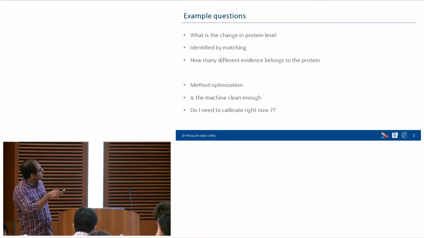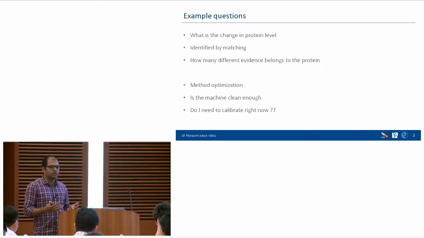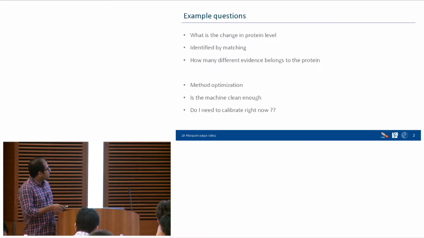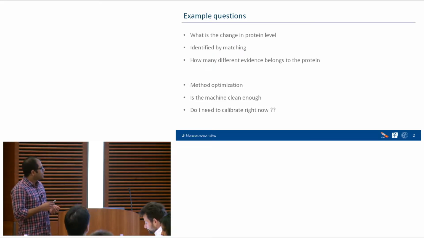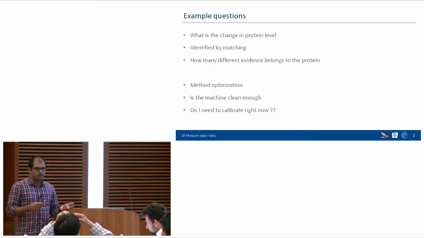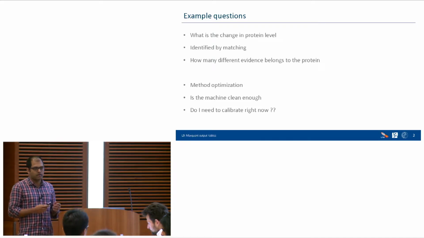And also, if you are really looking into the quality of the runs, is the machine working fine? Am I getting the best data out of the machine? Then you can also optimize the method after looking at these kinds of plots. You can even see, is the machine clean enough? Should I now clean the machine, or can I go on?